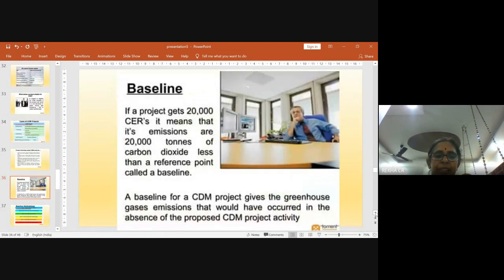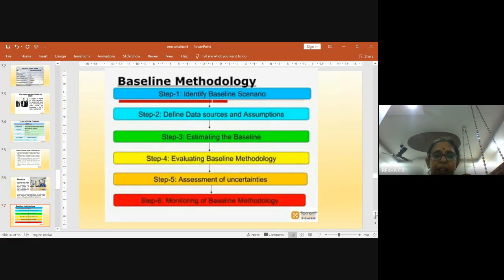So baseline is this: if a project gets 20,000 CERs, it means that its emissions are 20,000 tons of carbon dioxide less than a reference point called a baseline. A baseline for a CDM project gives the greenhouse gas emissions that would have occurred in the absence of the proposed CDM project activity. There are different steps in baseline methodology.